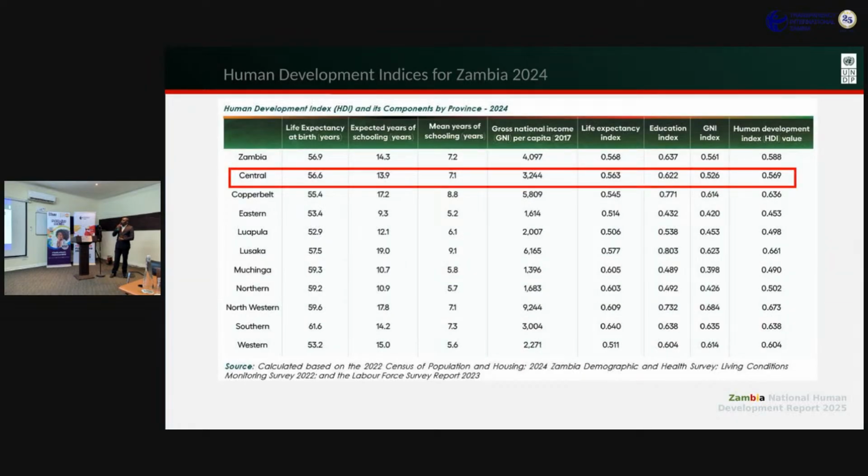So from the report, the human development index by province was 24, with expected years of schooling and mean years of schooling by province. So we are able to see how a province fares. For example, the country and then the index: Central Province, Copper Province 0.4, Eastern, all the way down to Western 0.6.